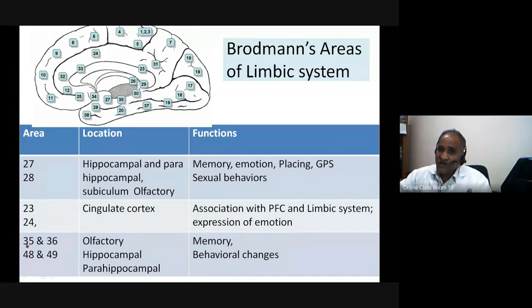Then we have 35, 36, 48 and 49. 35 is here, 36 is nested here. 48 and 49 are coming in the superior surface. So when they are there, they are olfactory and hippocampal areas. They are concerned with memory and behavioral changes. These are the Brodmann areas for the limbic system.